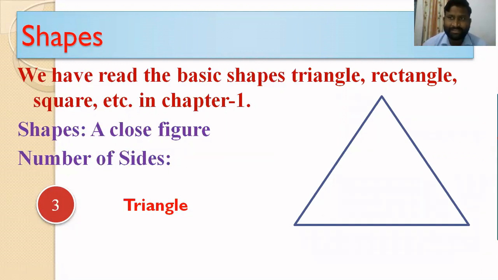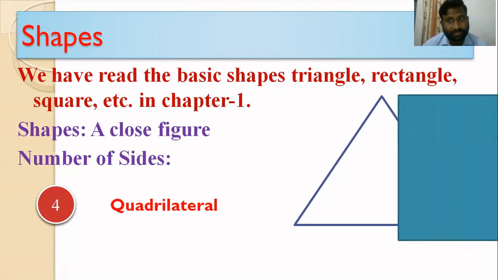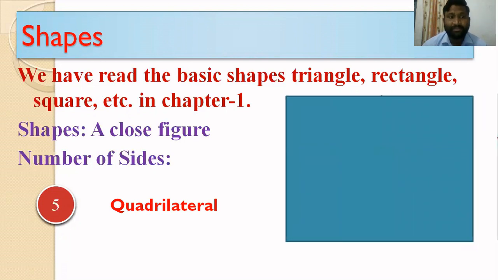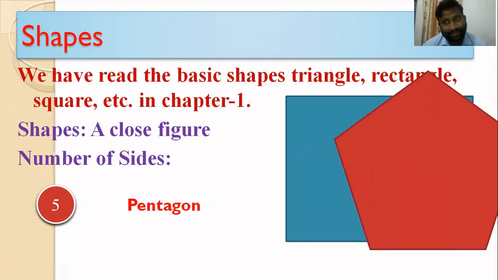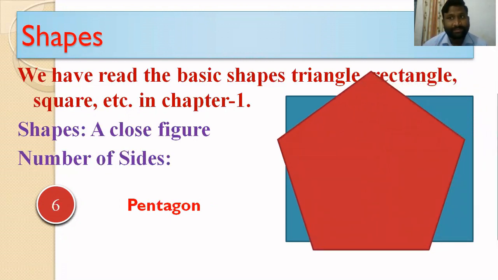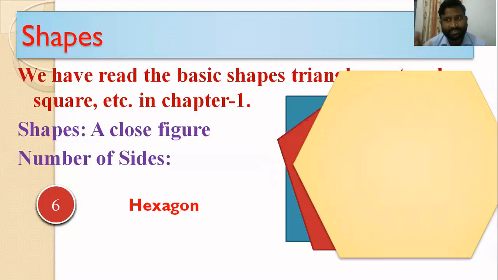Let us revise once again. If it has 3 sides, we call it a triangle. Triangle has 3 sides. If there are 4 sides, we call it a quadrilateral. Quadrilateral has 4 sides. If it has 5 sides, we call it a pentagon. Pentagon has 5 sides. If it has 6 sides, we call it a hexagon. Hexagon has 6 sides.